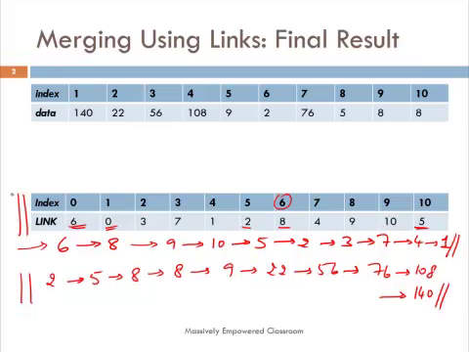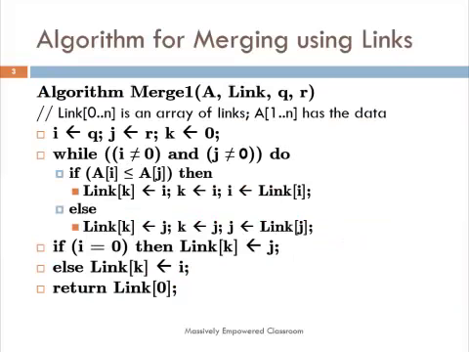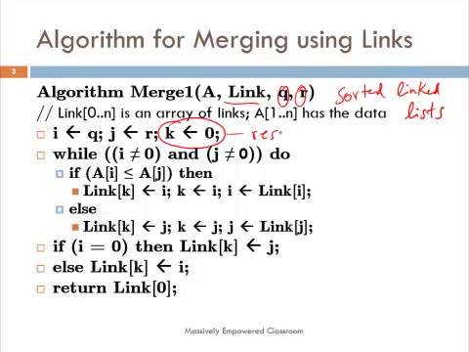The only question is, how do we construct such a linked list? For that, we have a modified version of the merge algorithm, which takes an array as well as a link array and 2 starting points for sorted linked lists. So Q and R point to the first elements of 2 sorted linked lists, which have to be merged to produce a single sorted linked list. How do we do that? The resulting linked list will be pointed to by this index k.